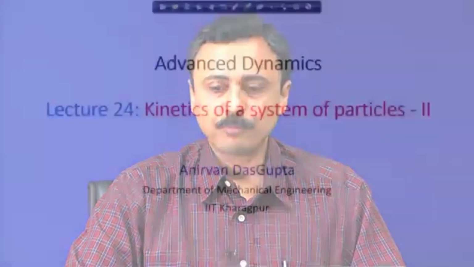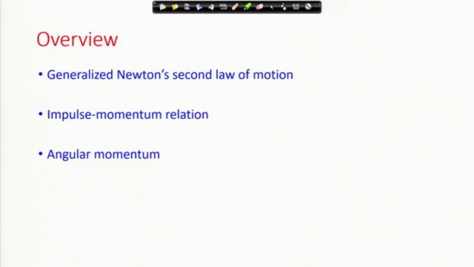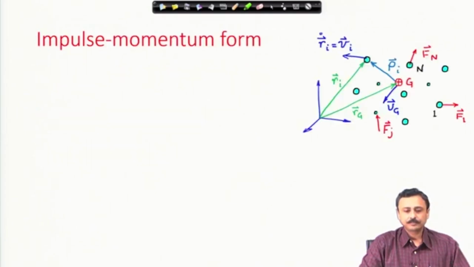We will continue our discussions on kinetics of a system of particles. In this lecture, we will carry forward our discussions on the kinetics of a system of particles, and we are going to look at the impulse momentum relation and finally define the angular momentum. Now, the impulse momentum form of the generalized Newton's second law for a system of particles.